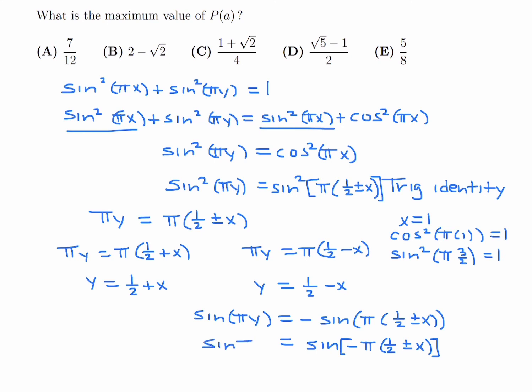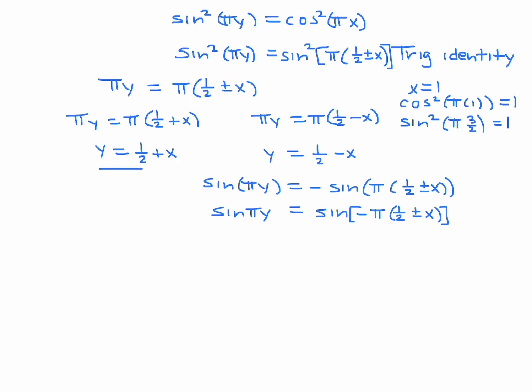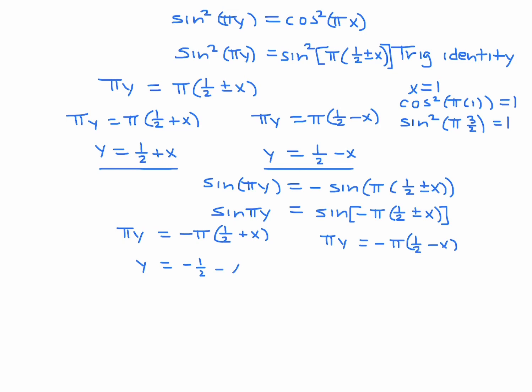Okay, so now this will give me a couple more, I think. I have this line and this line so far. If I equate that, it's going to be pi y is equal to minus pi times (1/2 plus x), and then the other one would be pi y is equal to minus pi times (1/2 minus x). Drop the pi's and I get y is equal to minus 1/2 minus x. Drop the pi's here and I get y is equal to minus 1/2 plus x.